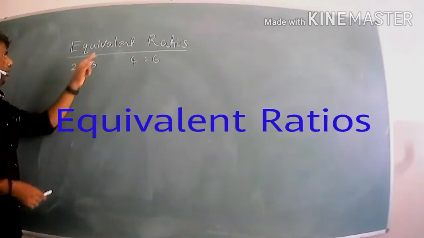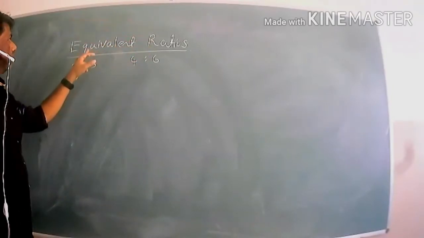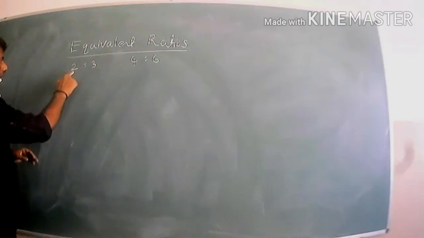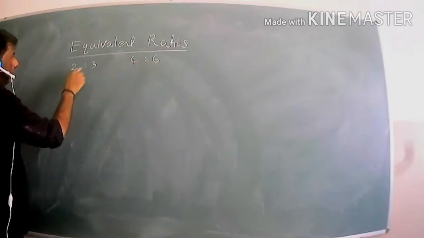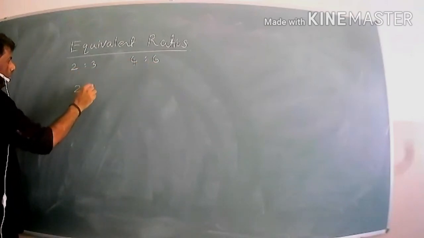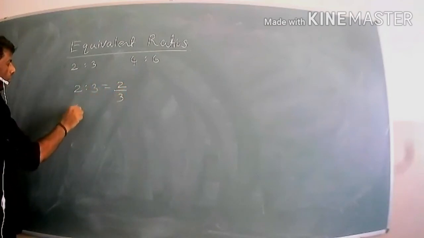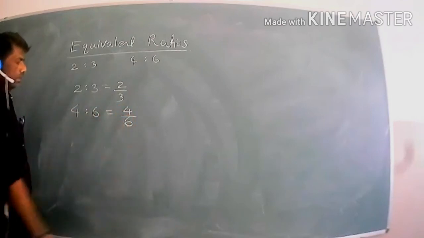The topic is equivalent ratios. When do we call two ratios equivalent? Here one example is 2 is to 3 and 4 is to 6. 2 is to 3 we can write as 2 by 3. 4 is to 6 we can write as 4 by 6.